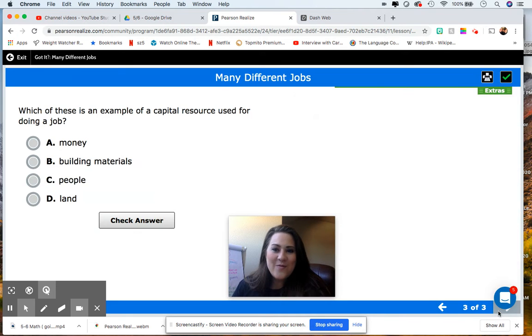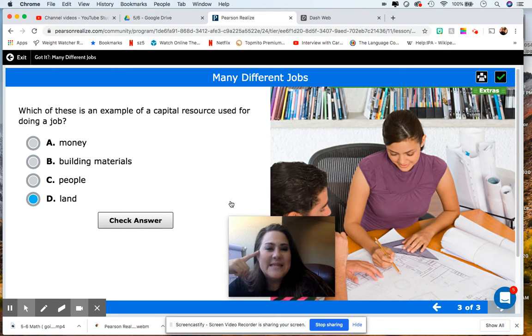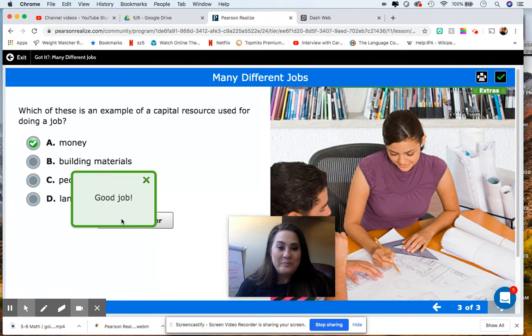Okay? And then for our final question, which of these is an example of a capital resource used for doing a job? Money, building materials, people, or land? Well, capital resource all has to do with money, and you need money to make a job successful. All right, so I felt like that was a pretty good review.